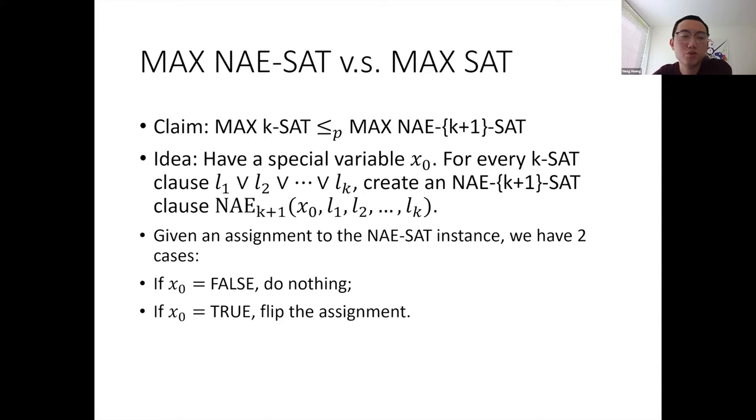And if x0 is equal to true, we just flip the assignment. The observation here is that the NAE predicate is an even predicate, meaning that if we have a solution and we flip it, it's still a solution, because a set of variables are not all equal if and only if their negations are not all equal. So if we flip the assignment, we just get back to the first case. This reduction preserves the number of clauses. So if we have an approximation algorithm for Max NAE-(K+1)-SAT, it will immediately give an approximation algorithm for Max K-SAT with the same approximation guarantee.